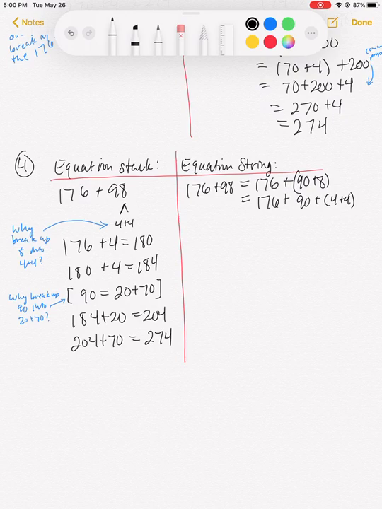Okay, now I need to get the 4 to add to the 176. So we use the commutative property to help us. We can take that whole quantity and move it along. So it's commutative property. Okay, 176 plus, oops, you get that 90, let's not forget the 90.